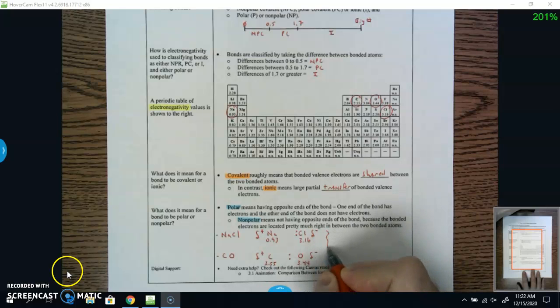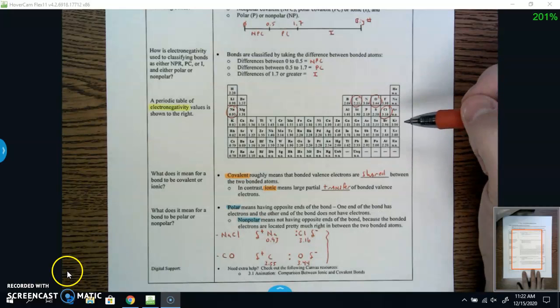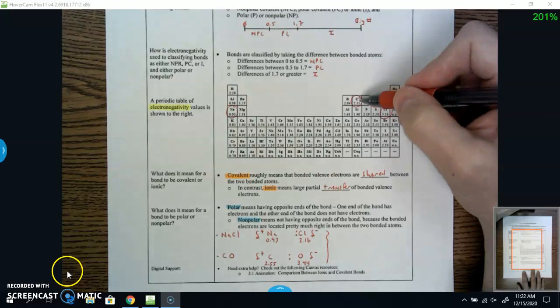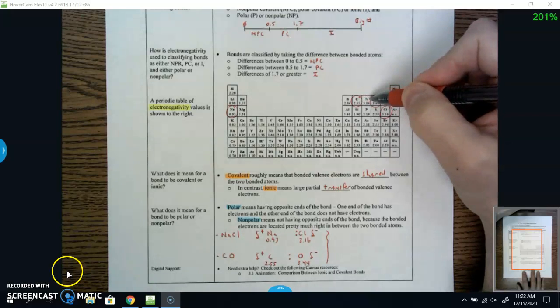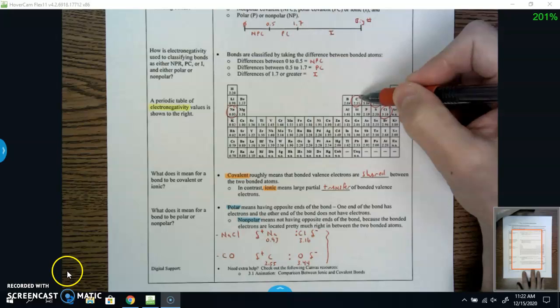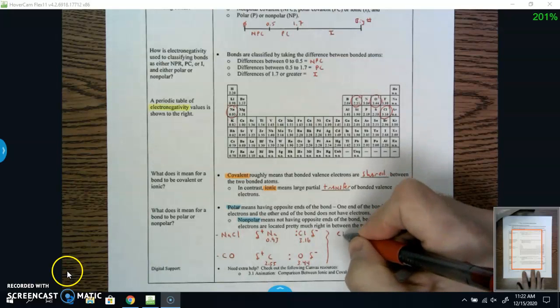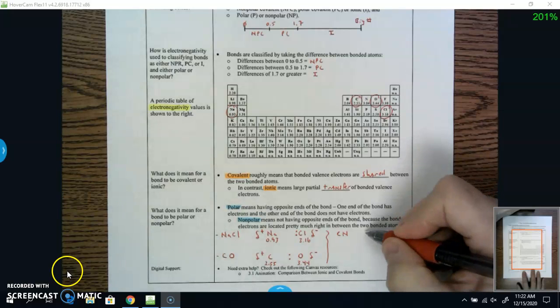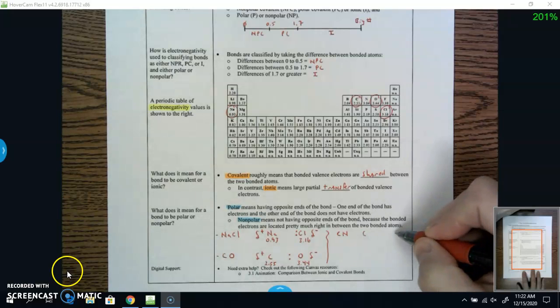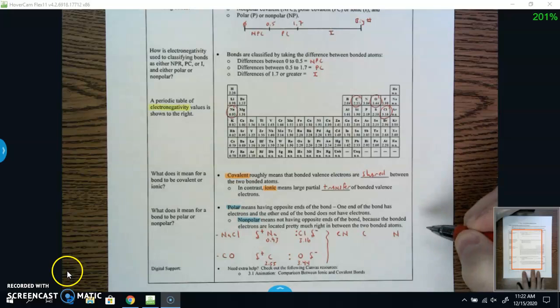Okay, last example. Let's say that we've got two elements that are really close together on the periodic table. Maybe it's like carbon and nitrogen, and it has to be two nonmetals. So we're going to take an example of a carbon-nitrogen bond. I'm going to space these apart. Here's carbon and here's nitrogen.